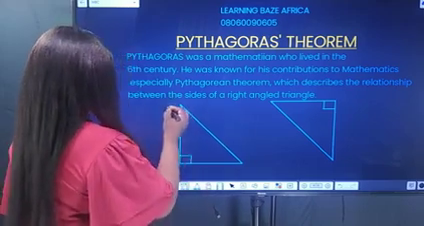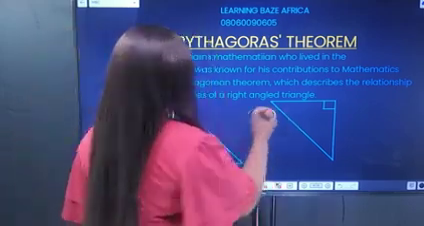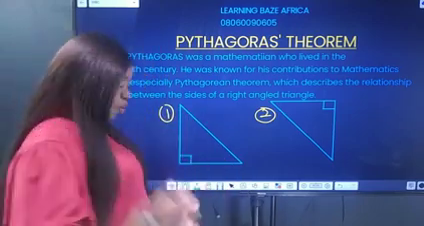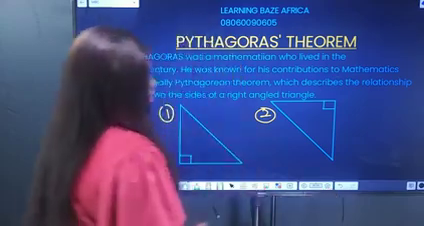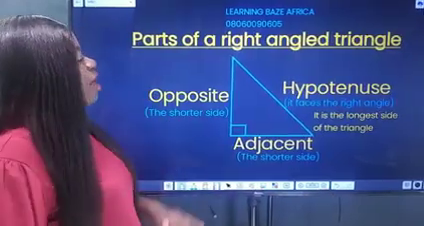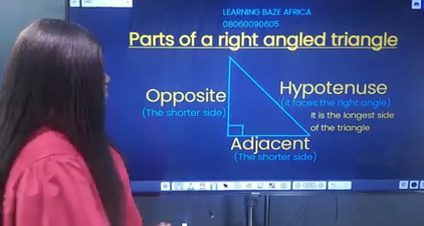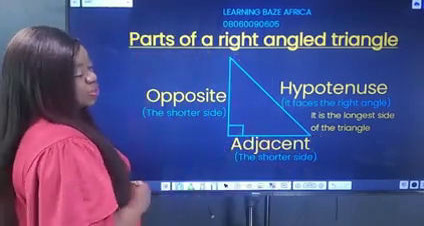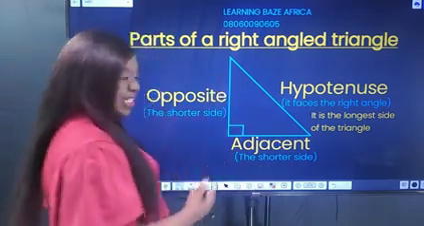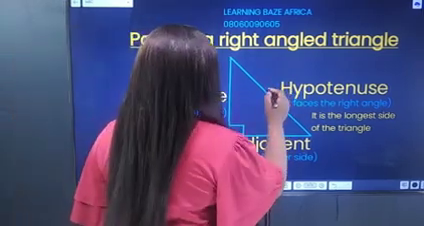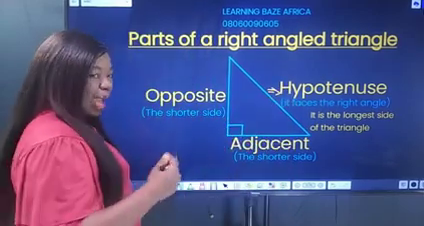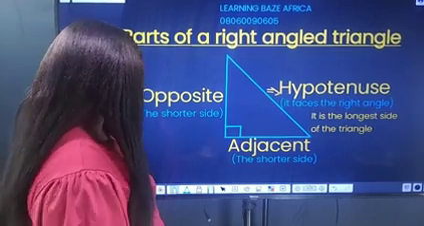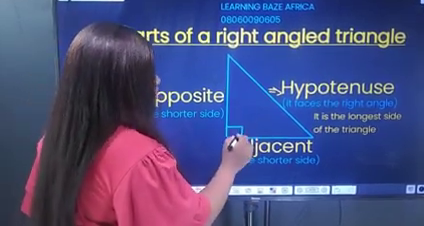This is the first diagram and this is the second diagram. So your right-angled triangle can be drawn or shown in different forms. So let's learn more about Pythagoras theorem. Now, what are the parts of a right-angled triangle? Now, this is the longest side of the right-angled triangle, and that longest side is called the hypotenuse. It is called the hypotenuse, and that longest side of the right-angled triangle is facing the right angle.